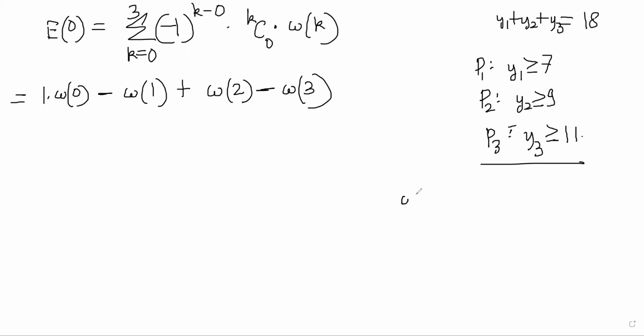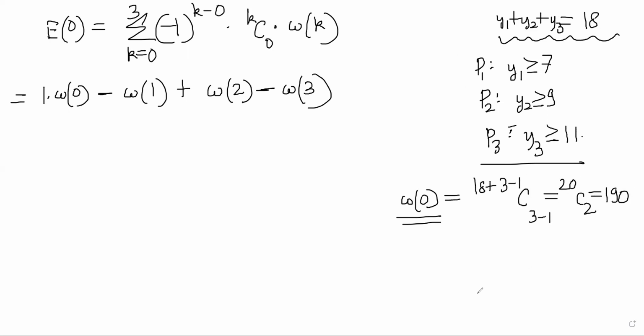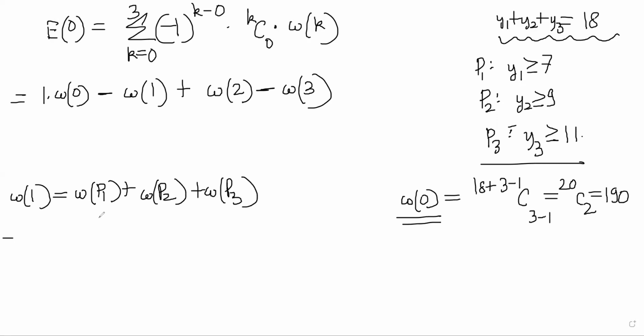So what is W0? W0 is the set of all solutions which don't have any restrictions. None of these properties are mattering. So that was simply the total number of solutions of this equation, which was 18 plus 3 minus 1 C3 minus 1, or 20 C2, or 190, right? Now we want to calculate W1. W1 will be all the elements that satisfy one of these properties. So it can be counted as W of P1 or W of P2 or W of P3, right? So let's count them individually.